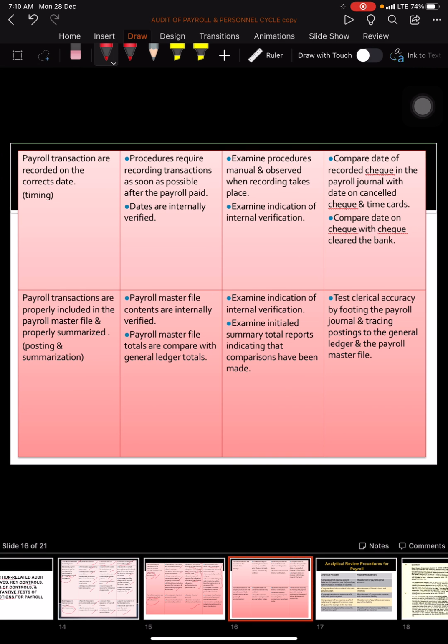This one is more on timing. I think that you can read it. By now you should know. So the control procedures that you should have, this one, and then the internal control, and this is the test of transaction.